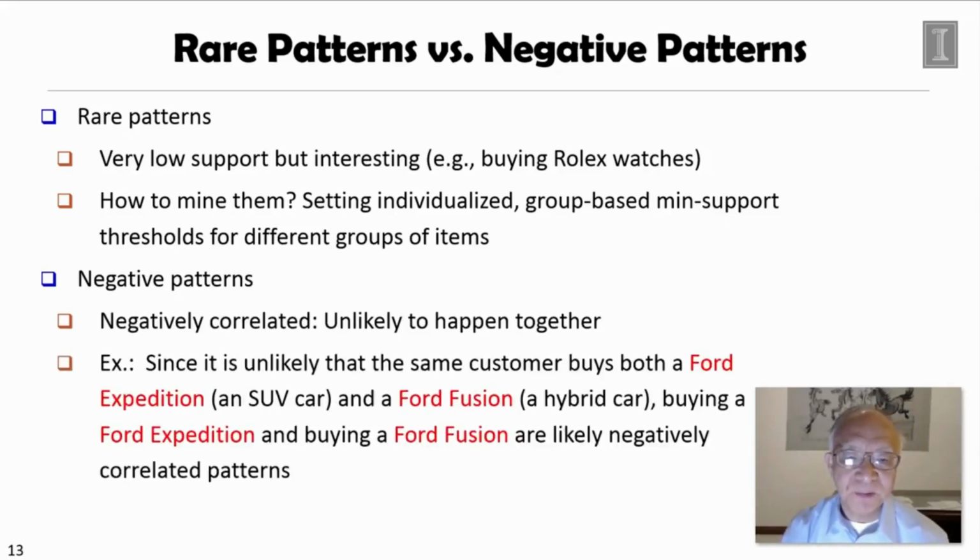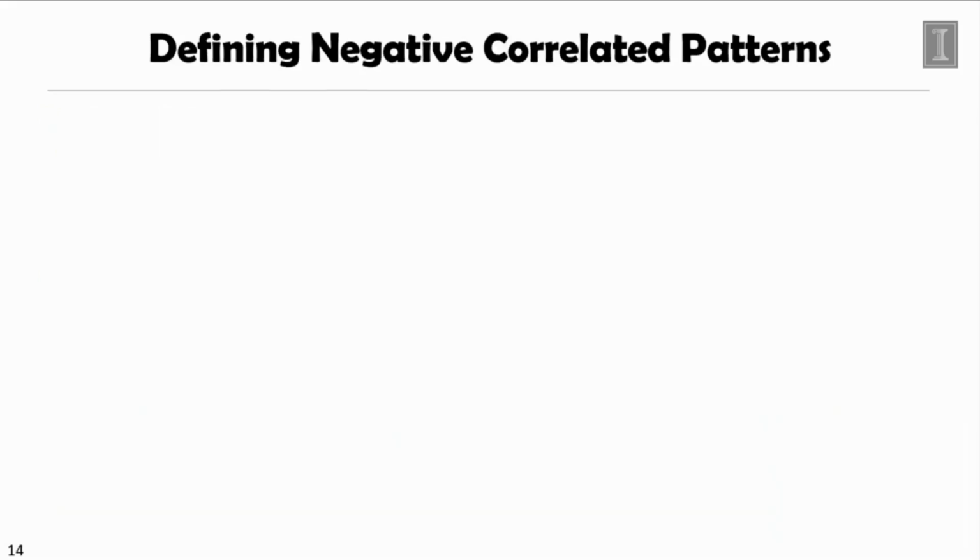So for example, if you find the same customer who buys a Ford Expedition, which is an SUV, and also a Ford Fusion, a hybrid car, together, they are unlikely to happen together. So we call these negatively correlated patterns. The problem becomes how to define such patterns.